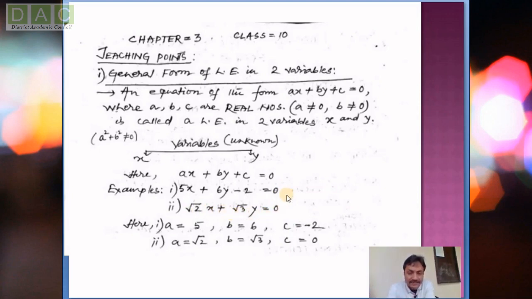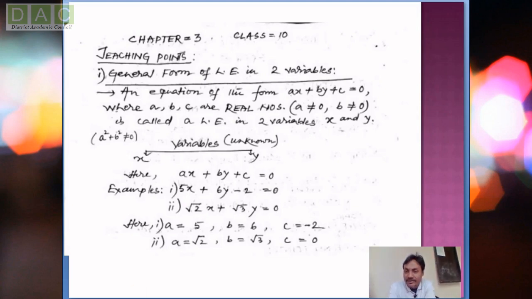The difference is that in the first equation, the c term is minus 2. In the second equation, that is example 2, the c term is not given, that means the c term equals 0. That is why from these two equations we have written here: a equals 5, b equals 6, c equals minus 2 for equation number 1, and for example 2, a equals root 2, b equals root 3, c equals 0. This is about the general form of linear equation.